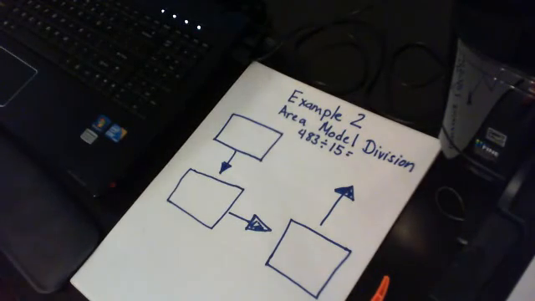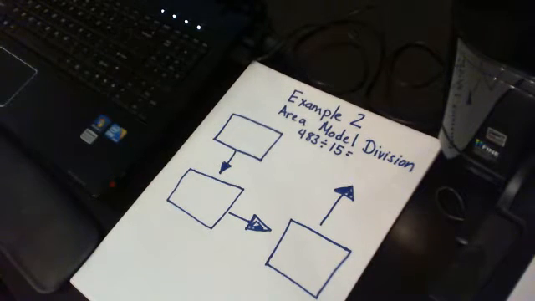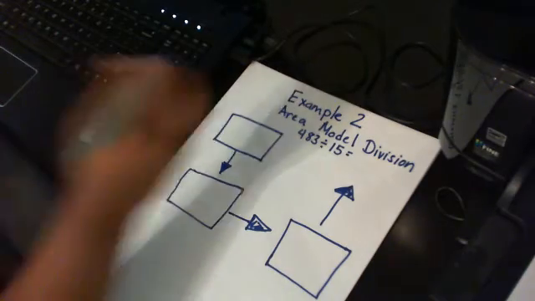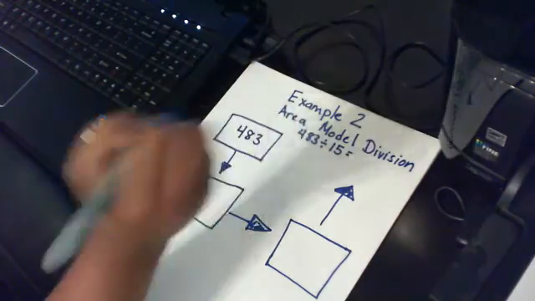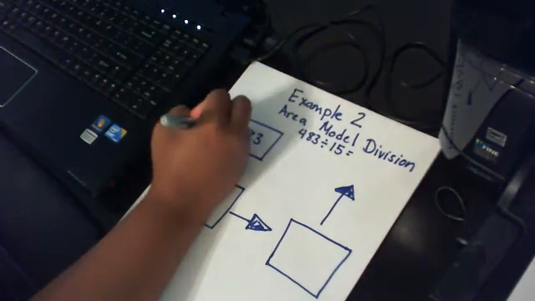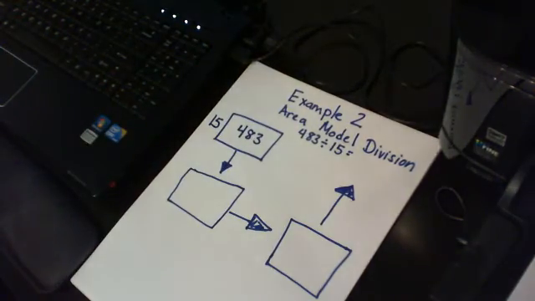So here is our second example using the area model to solve a division problem. If you notice, I've already drawn the boxes, because that's the first thing I'm going to teach you to do: draw your 3 boxes. This way you can remember the steps that you need to take. The first step is to write the problem into the correct box. And this problem is 483 divided by 15.